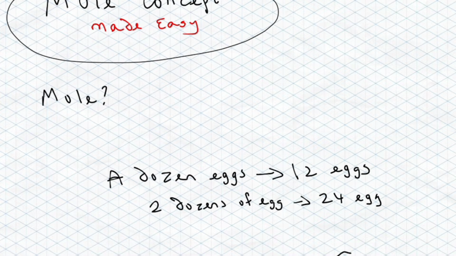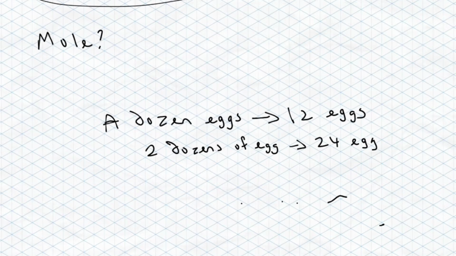For example, let's say I want even more number of eggs. Let's say I want 60 eggs. I will just say I want 5 dozen. It just shortens the number I need to mention. Understand? So instead of saying I want 60 eggs, I just say I want 5 dozen, since 5 dozen is 60 eggs. I hope you understand. So that's basically the idea of mole too.